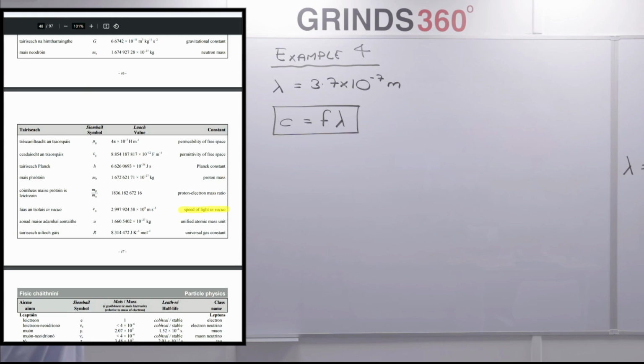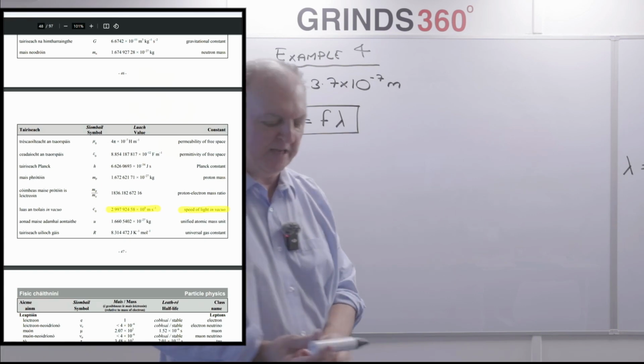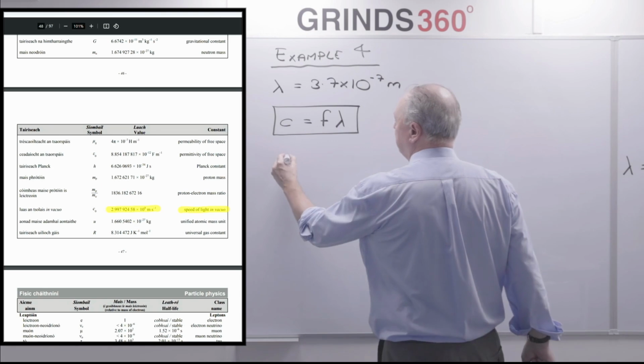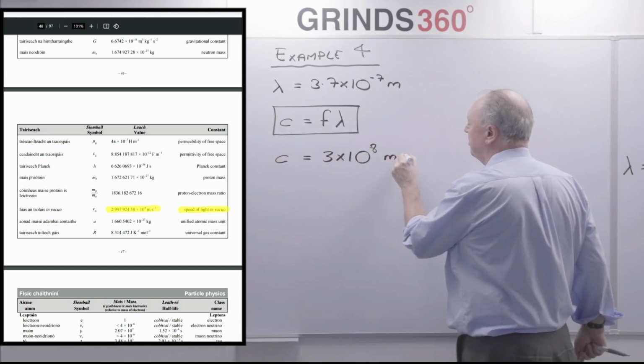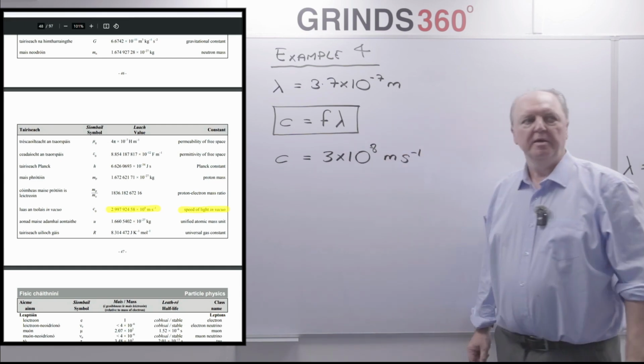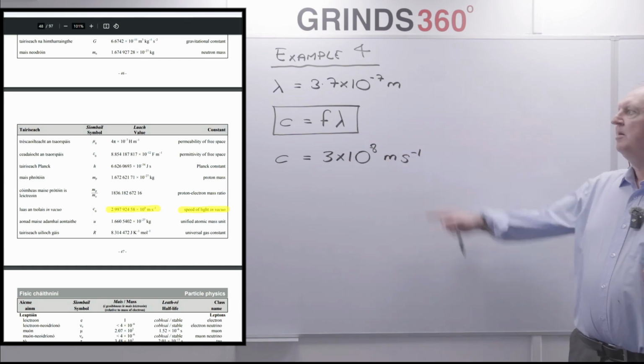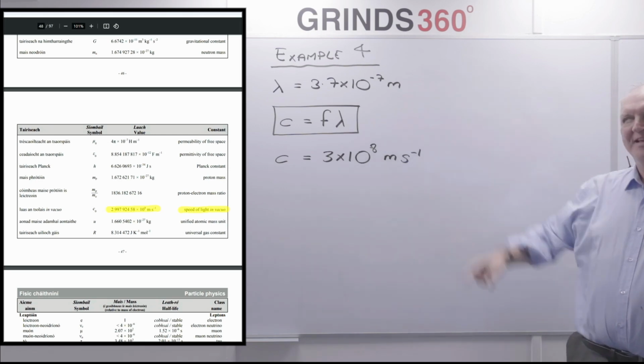And its value is given as 2.99792458 multiplied by 10 to the power of 8 meters per second. Now, I don't want you to write down the full number. I want you to round it off to 1 or 2 decimal places. Here, that number will round off to 3 by 10 to the power of 8. So I'm going to write down the speed of light, c, is 3 by 10 to the power of 8 meters per second.